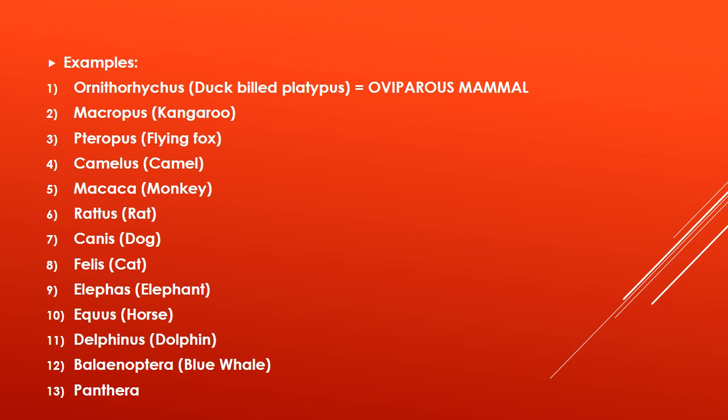Macropus, kangaroo. Pteropus, flying fox. Camelus, easy now, camel. Macaca, monkey. Rattus, rat. Canis, dog. Felis, cat. Elephas, elephant. Equus, horse. Delphinus, that is easy actually, dolphin. Okay, you can predict. Okay, Balaenoptera, blue whale. Panthera leo, Panthera tigris. Okay, so these are the examples of the Mammalia.